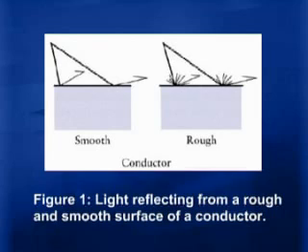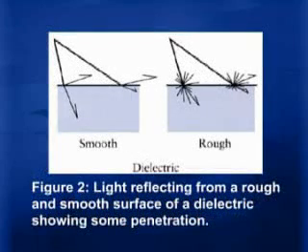Smoother the surface, greater would be the reflection, lesser would be dispersion. Rougher the surface, there would be more dispersion, and of course naturally accordingly lesser reflection. Look at this one as well. This is the example of a dielectric material. Now dielectrics can also have smooth or rough surfaces.